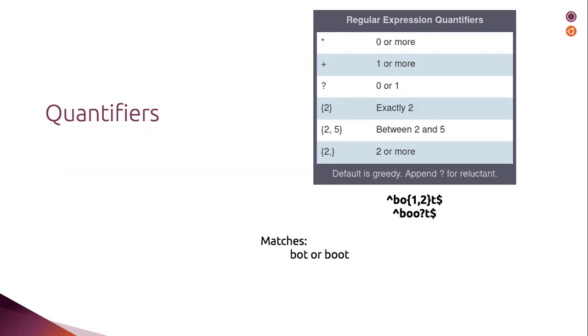The second regular expression matches the exact same text, but it does it using the question mark instead. Whereas the asterisk said zero or more, and the plus sign said one or more, the question mark says zero or one. So the regular expression can have B followed by O, followed by zero or one O's. So that second O can either be there or not, and ending with a T.